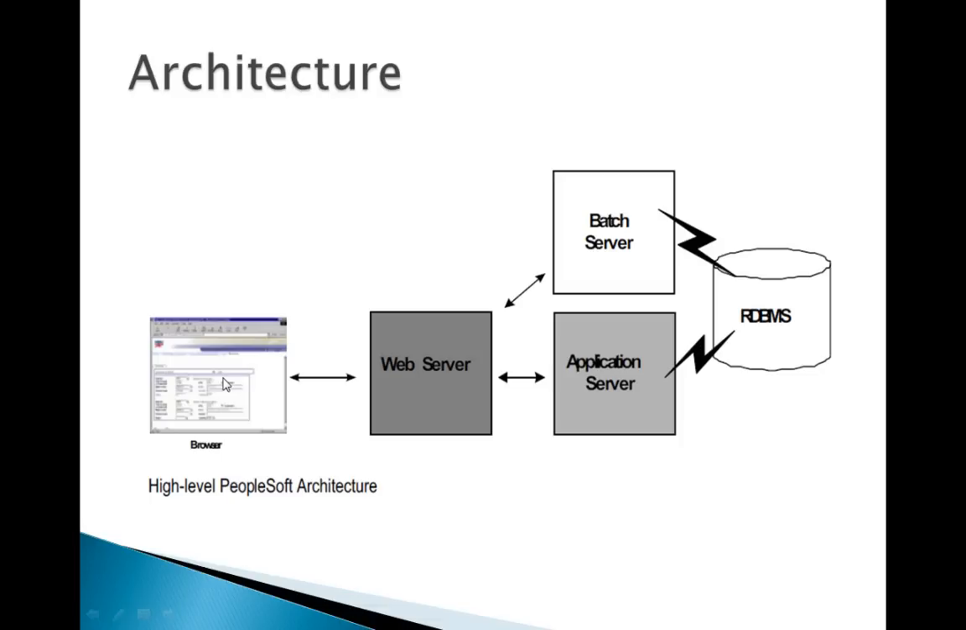As soon as we click anything on the browser, that request goes to the web server, and from the web server, based on what kind of request we are processing, it goes to the batch server or the application server. Behind the batch server or application server sits the database, which is the RDBMS. Everything is stored in the database, and all the logic is processed under the application server. If we are executing in batch, like a process which takes a longer time and has to run offline, that is taken care of by the batch server. So this is the pure internet architecture of PeopleSoft, which is applicable for all the applications of PeopleSoft.